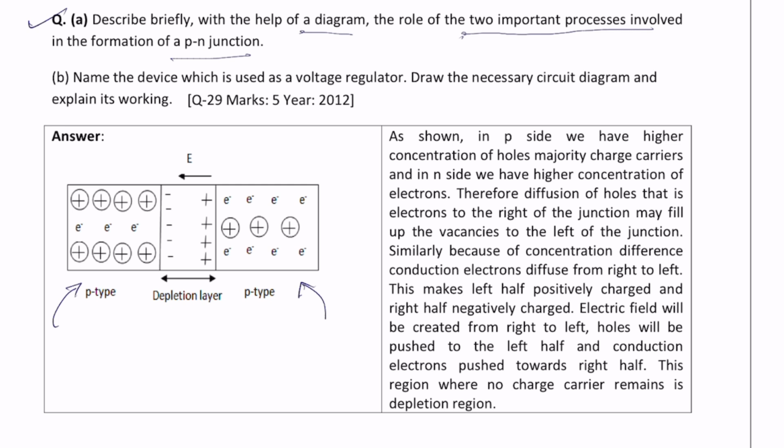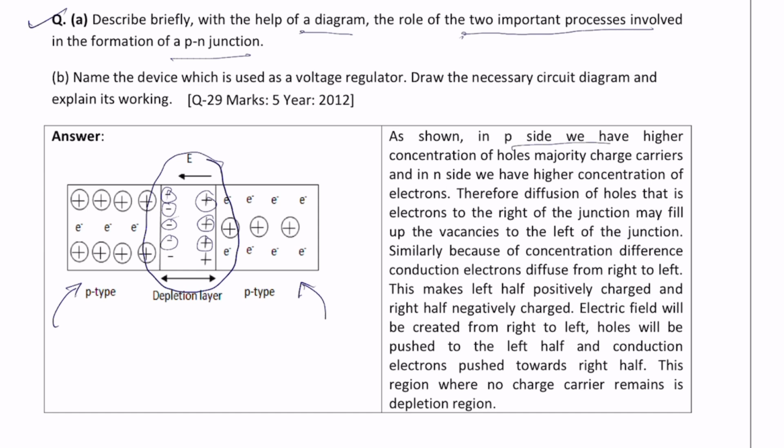And this is the region called the depletion region, where some of the electrons diffuse, and because of this, the electrons from the n-type come to this side, and the holes also come to the other side. This is called the depletion region. Okay, so let's see.